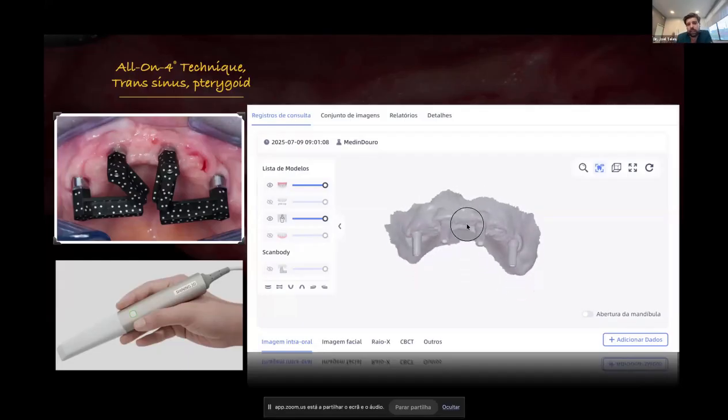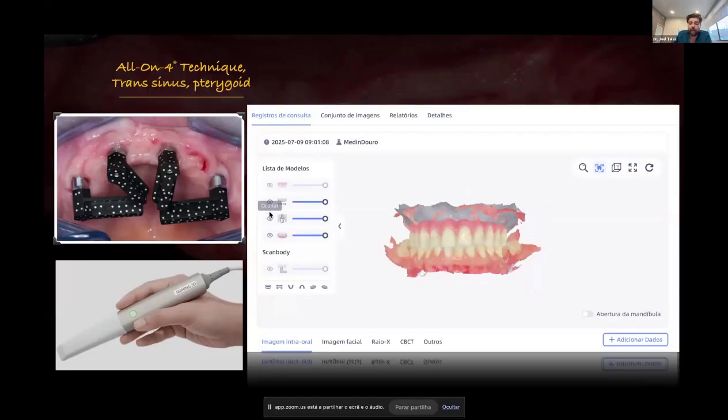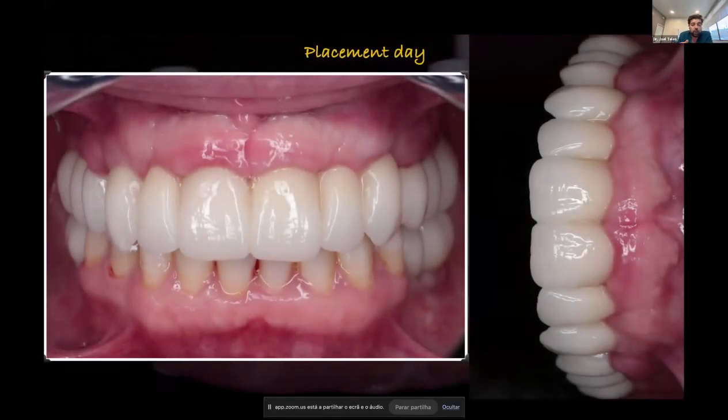So you have everything in one appointment, all the measurements you need for your patient, and the rest you can change via software. This is a very helpful tool that I've been using for more than a year now, and I cannot recommend it more because it's quite amazing. So we went from one situation to placement day, just one appointment, that's it. And we went for zirconia crowns, individual zirconia crowns in the lower jaw, and an FP1 in the upper jaw.